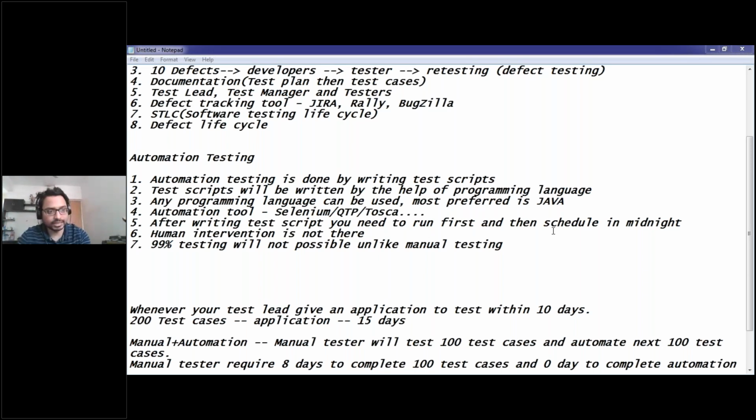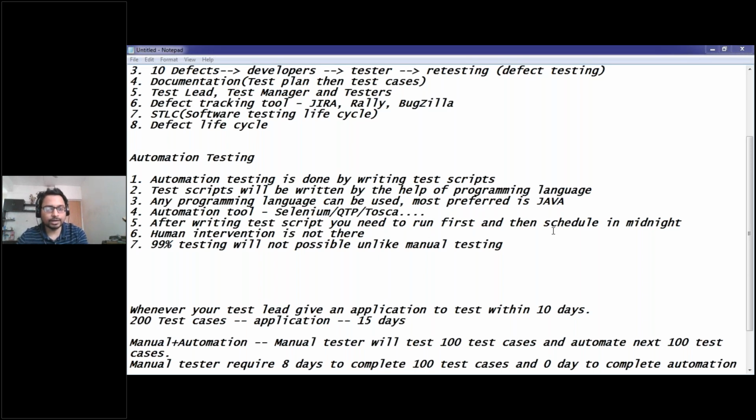So there is a tool called Jenkins, which is a part of automation testing, which I will cover in the next set of the course. Jenkins is a tool by which you can schedule your test cases. So when you schedule your test cases at midnight, that's why I told you it will take 0 days to automate this, because you are not going to execute those test cases. The automation tool is going to execute those test cases.